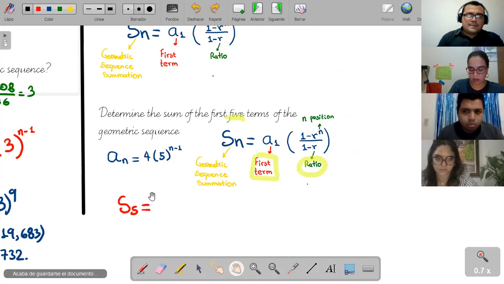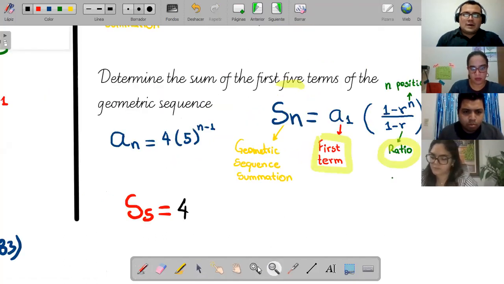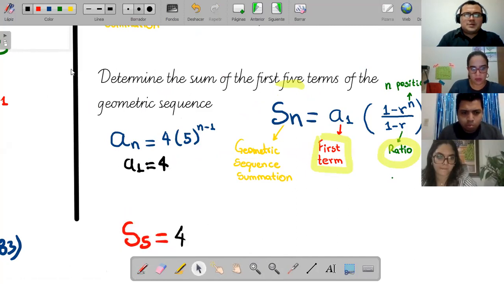But remember, the first term is 4. Now, what is the ratio? What is R? We can write this one over here. The first term is 4. The ratio, what's the ratio? It's over there too. It's 5. Excellent. So there you have the information you need.